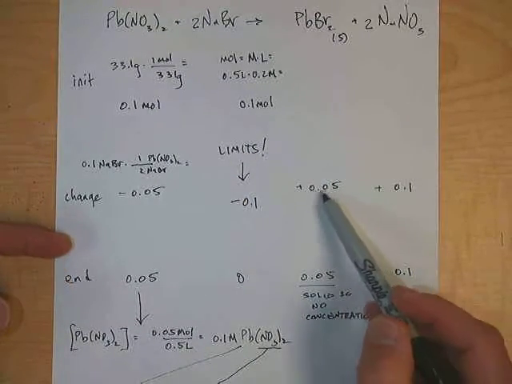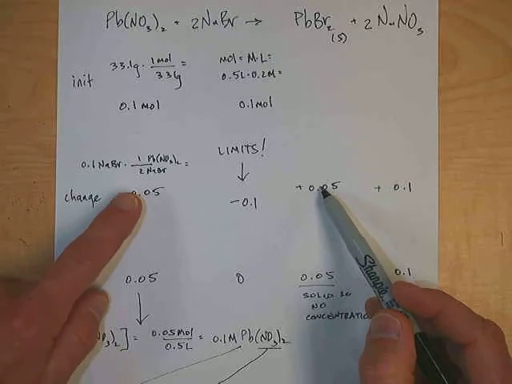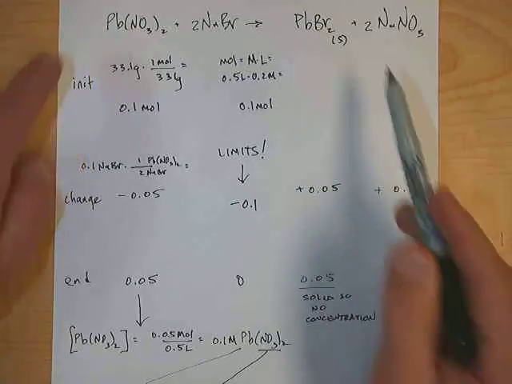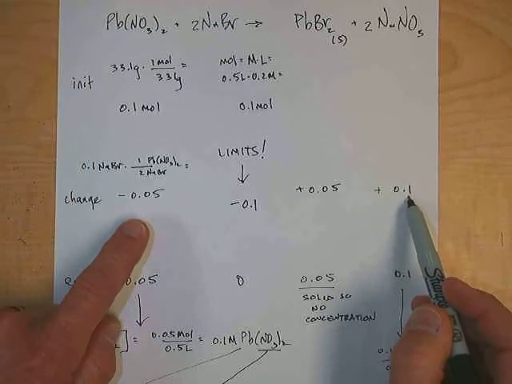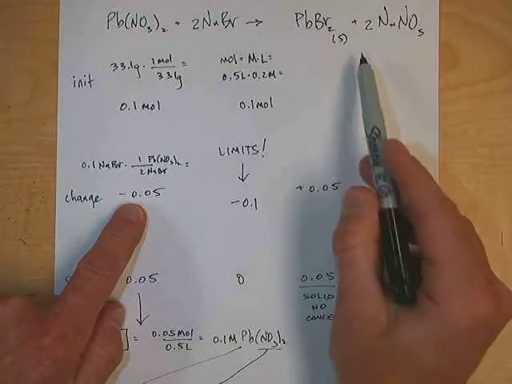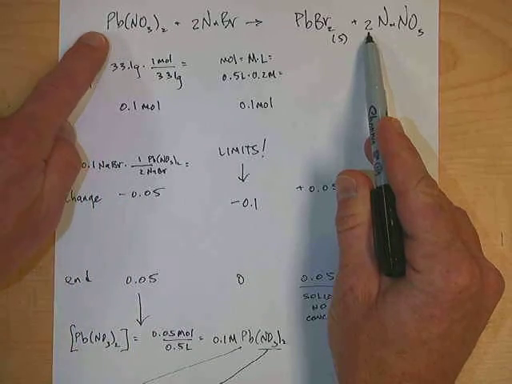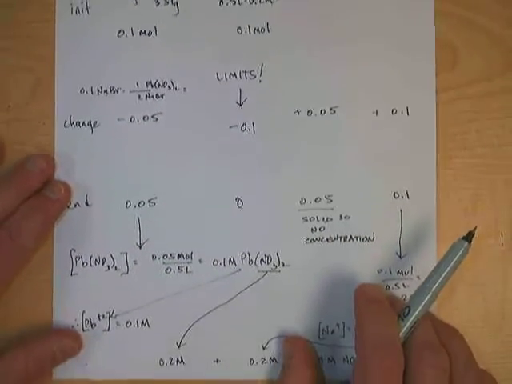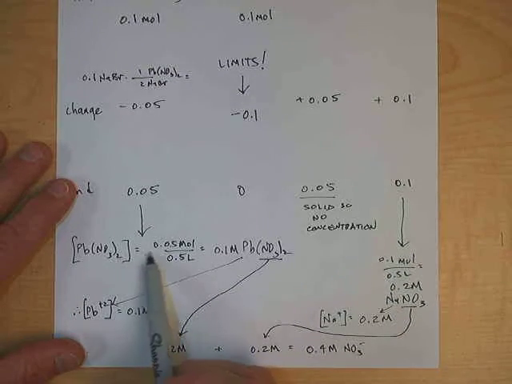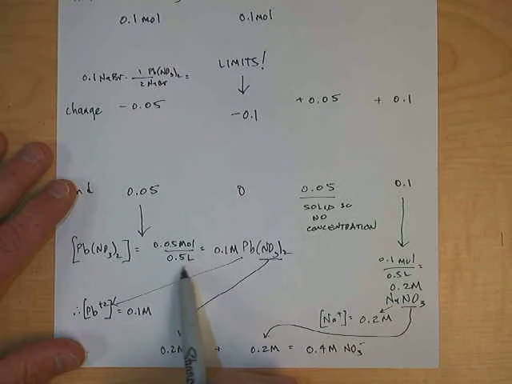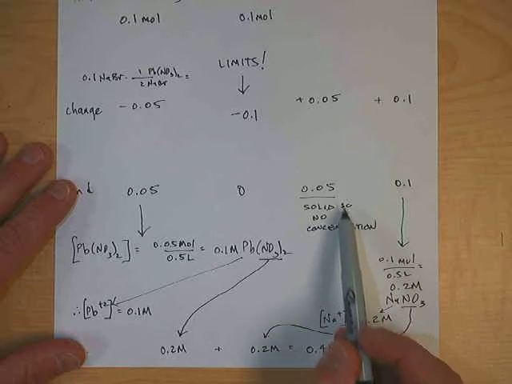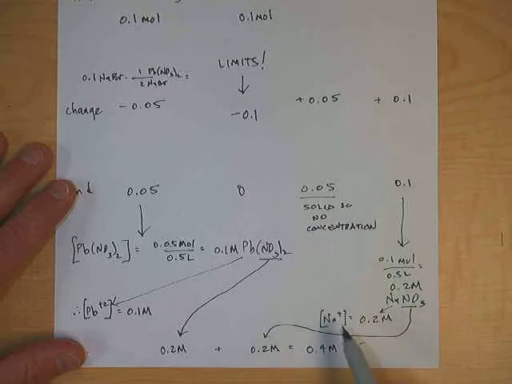In this one, you lose 0.05, so you end up with 0.05 because you started with 0.1 moles. And here you'll gain the same amount as you lose right here because it's a 1-to-1 stoichiometric ratio. And you'll lose, or I'm sorry, gain 0.1 here because it's a 1-to-2 stoichiometric ratio. You need to take those moles then and convert them to concentrations. So to convert them to concentrations, you take the moles and divide it by the liters of solution, and there's a 1/2 liter.